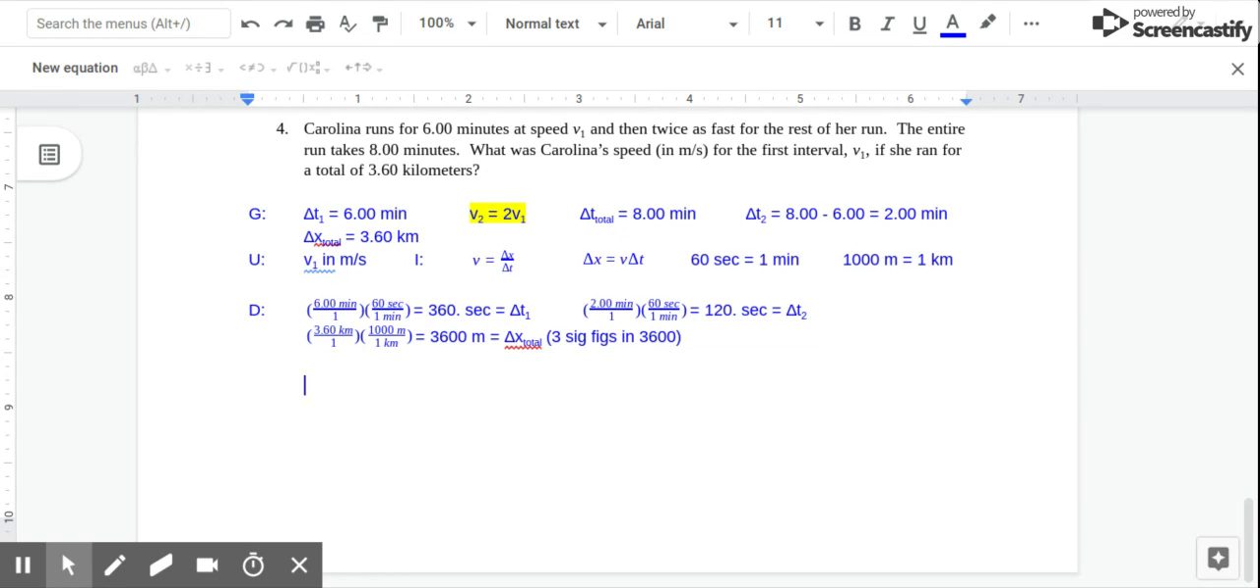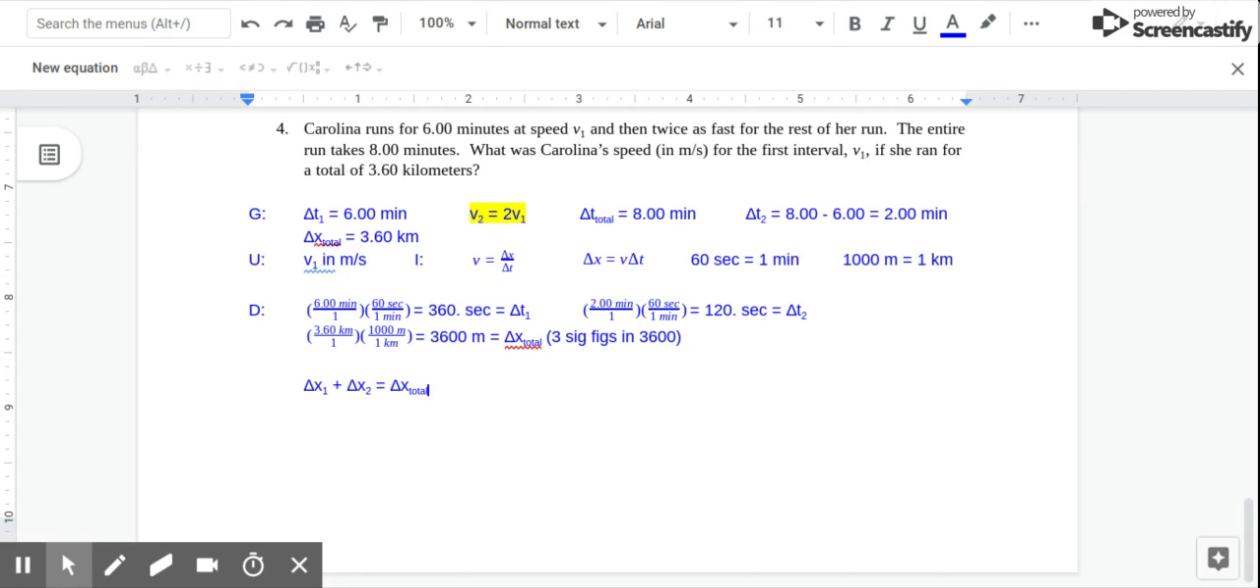So what I'm going to do with this, because I don't know what x1 is, I don't know what x2 is, but what I do know is that change in x1, I should have had this written out for you guys, sorry, plus change in x2, is going to equal change in x total. And this is basically where I'm going to solve this problem from.